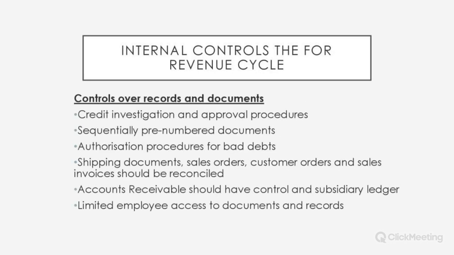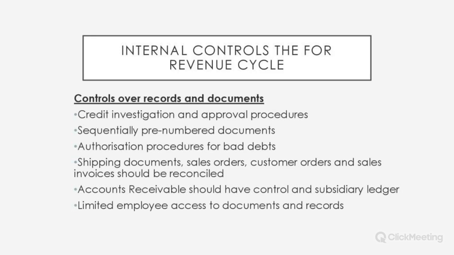Controls over records and documents: the business should do credit checks on the customers before approving any sales. The business system should produce pre-numbered documents. That means when invoices are raised, they should be pre-numbered, or there should be a sequence running in the invoices. It should not be random, because that's where the risk is, where invoices or sales could be manipulated. Authorized procedures for bad debts should be very carefully looked into.